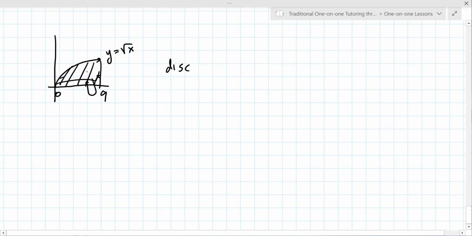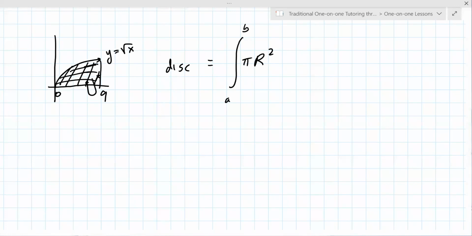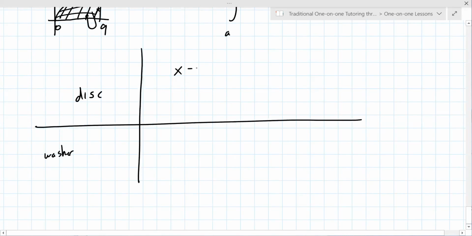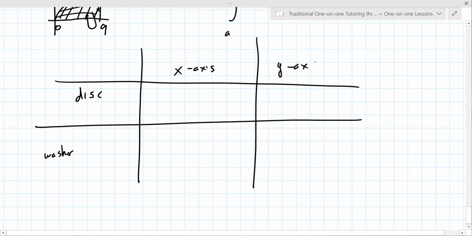See how it's completely solid all the way to the axis? Right, okay. So the disk is the integral from a to b of pi r squared. So when there's one function, that's when you do disk? Generally, yes. Okay, now to answer your question, there's disk and there's washer problems, and then there's x-axis problems, and then there's y-axis problems.